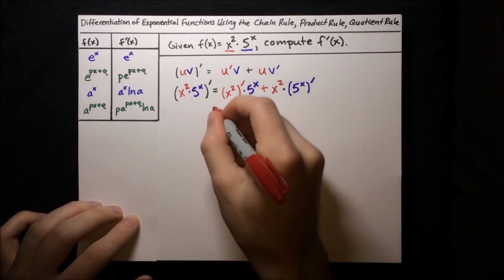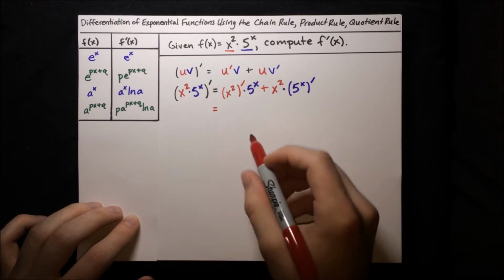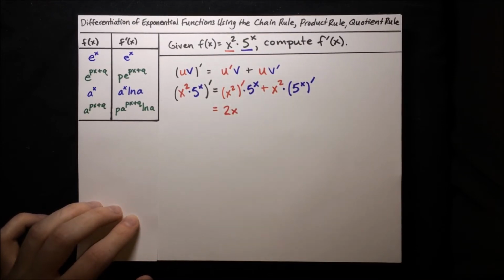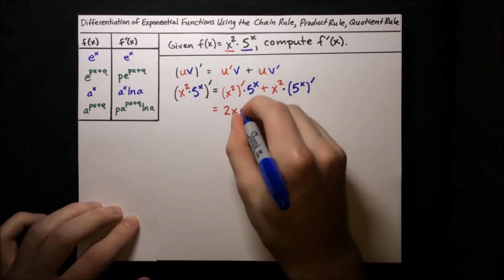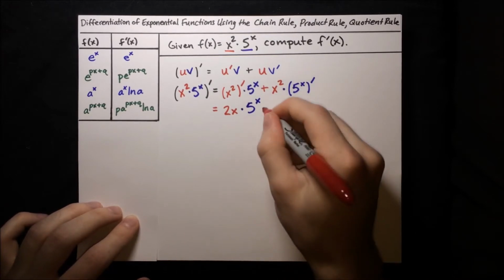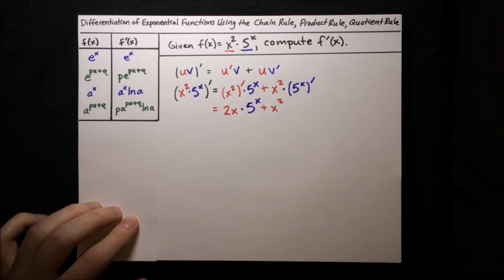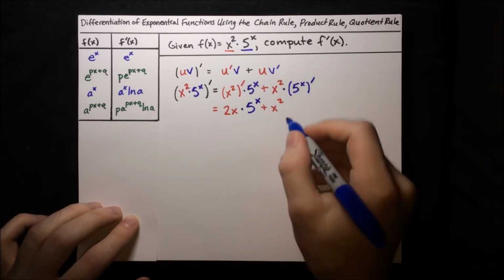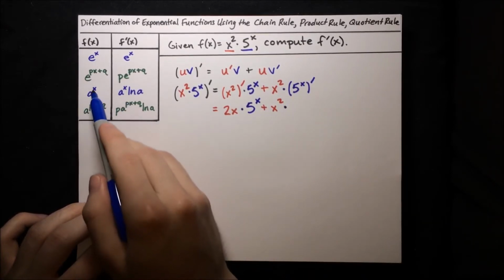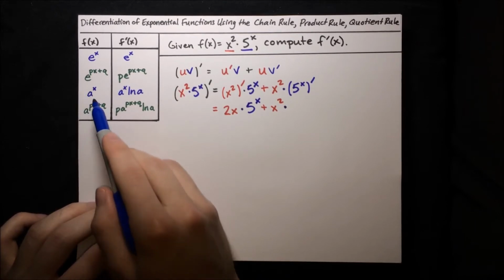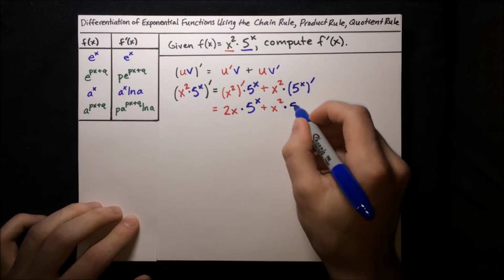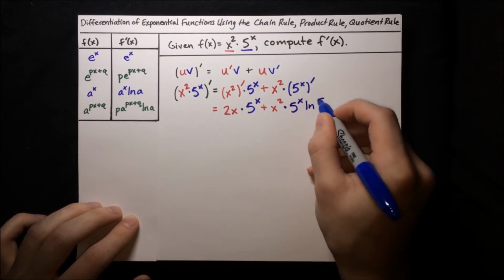Alright, now let's take the derivatives and compute. So the derivative of x squared, we know using the power rule, is just 2x. So the first term is just 2x times 5 to the x, and then the next term, we've got plus x squared, then this time we're taking the derivative of 5 to the x. So using our table here, 5 to the x matches up with a to the x. We know that the derivative of a to the x is just a to the x ln a, so the derivative of 5 to the x is just 5 to the x ln 5.